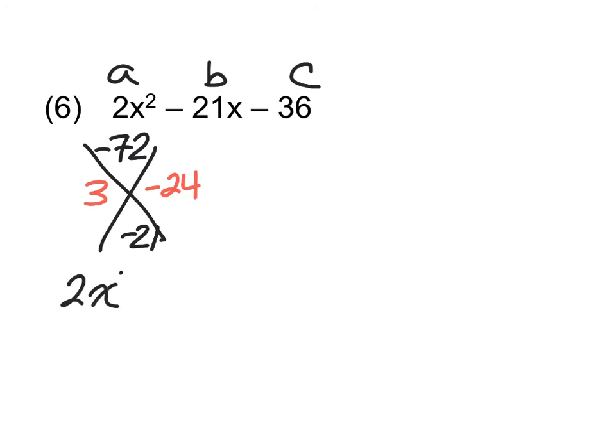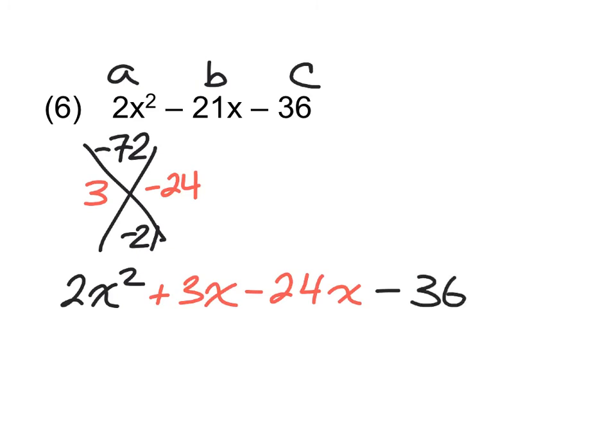So 2x squared plus 3x minus 24x minus 36. Split it down the middle. On the left side, I have a GCF. 1. For the numbers, yeah, but what about the variables? Can I pull out a letter? X. So when I pull out an x, I'll have what? 2x plus 2x plus 3.